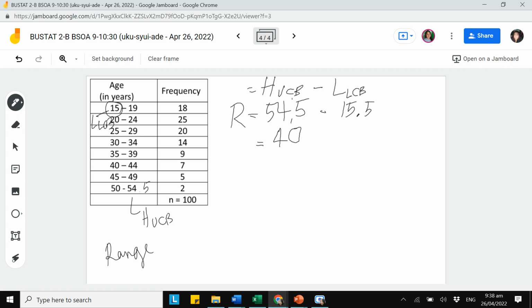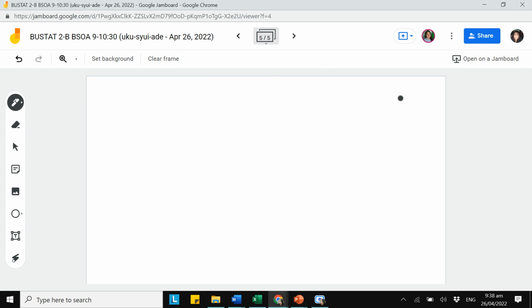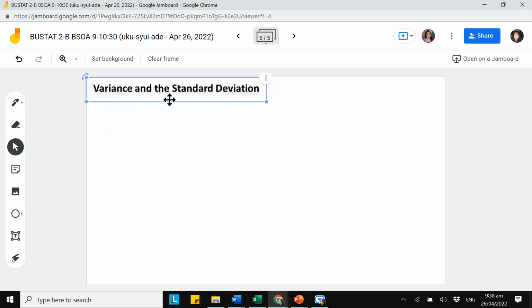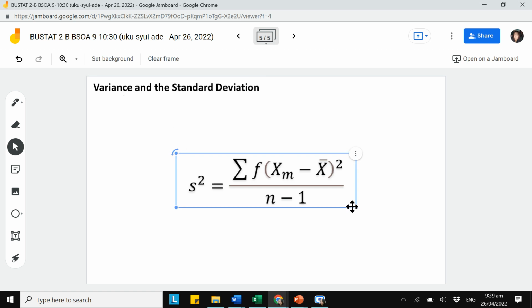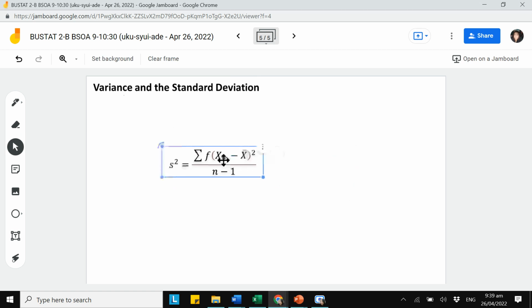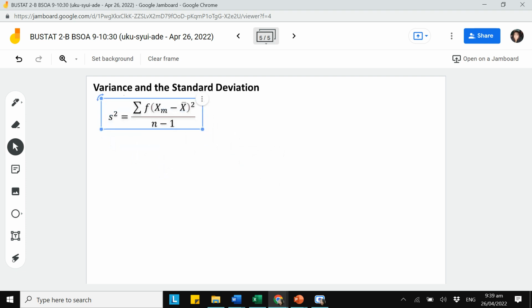Then for variance and standard deviation, it's almost the same. So for variance, we just use this formula. And then standard deviation, dagdagan nyo lang naman ng square root, yung symbol niya.